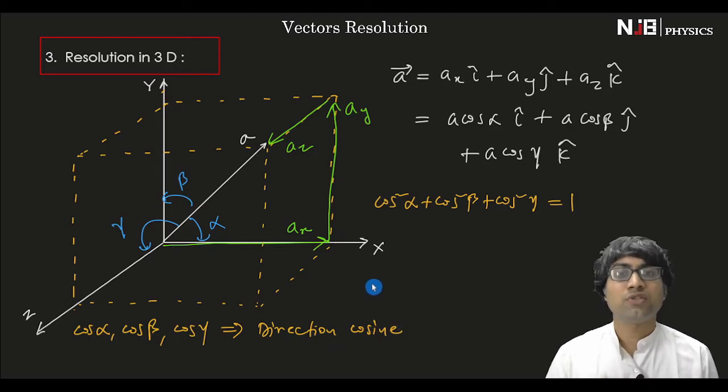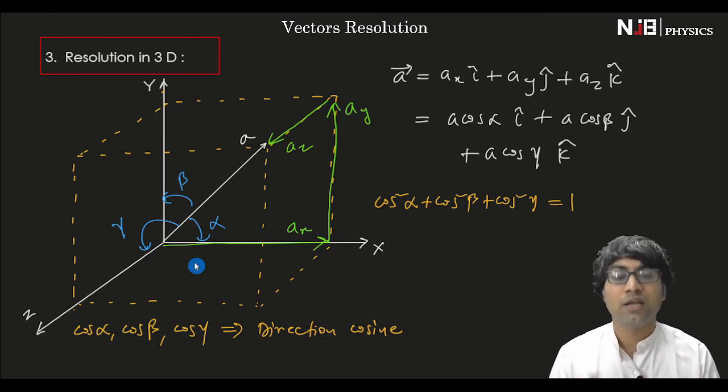So now we have understood how to resolve a vector which is neither in the xy, yz or zx plane along the x direction, along the y and along the z direction. All we need is the magnitude of the vector and the angles made by the vector with the x, y and z axis. So this is all about resolving a vector, whether in 2 dimensions or in 3 dimensions.